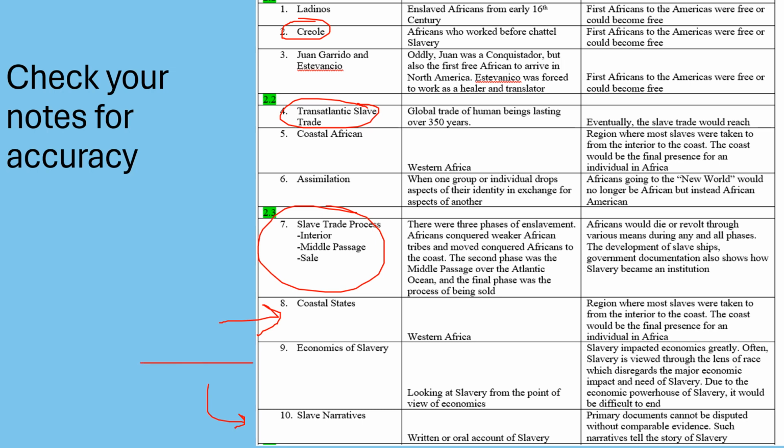The one I probably didn't really address was the economics of slavery, and this is really just looking at slavery from the point of view of economics, where you're not looking at these human beings as just that, human beings. They're nothing more than cargo, and that's significant because that's going to determine ultimately how many are going to be enslaved, because if there's no need, there's no profit incentive, there's no need to enslave human beings.